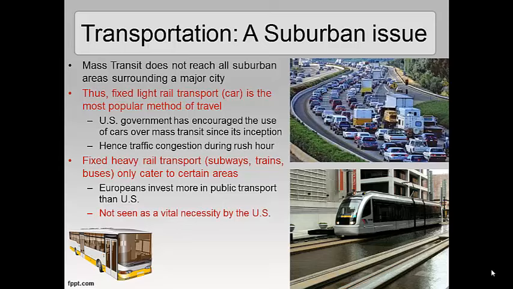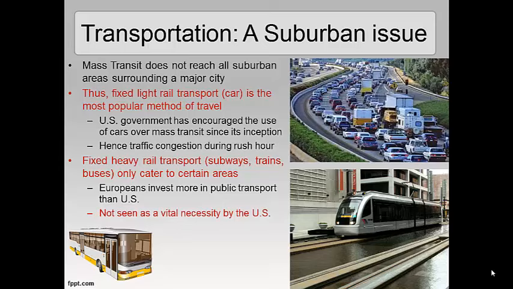Now, the reason why there's traffic congestion during rush hours, hence more people use cars than, let's say, mass transit, is because again, some people live in isolated regions. Fixed heavy rail transport, such as subways, trains, and buses, are only catered to certain areas. So maybe to go from one part of your town, let's say to the central city, you might have to go to a certain area, maybe the next town over, to make it easier.